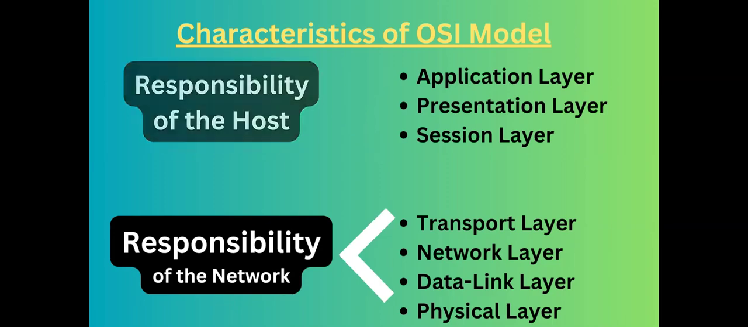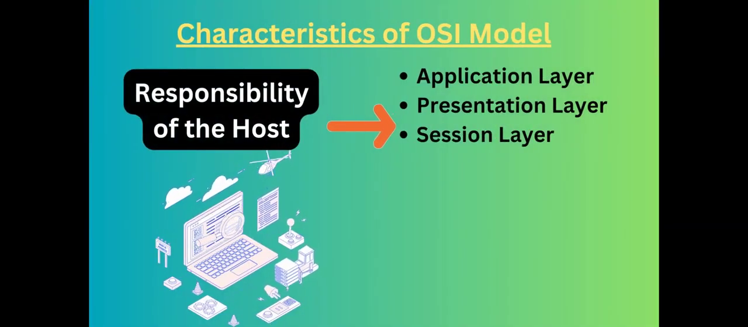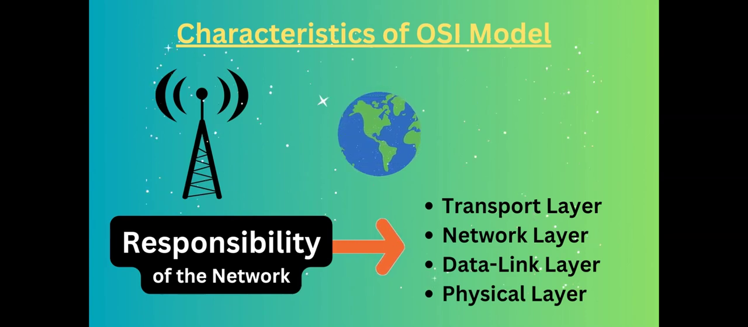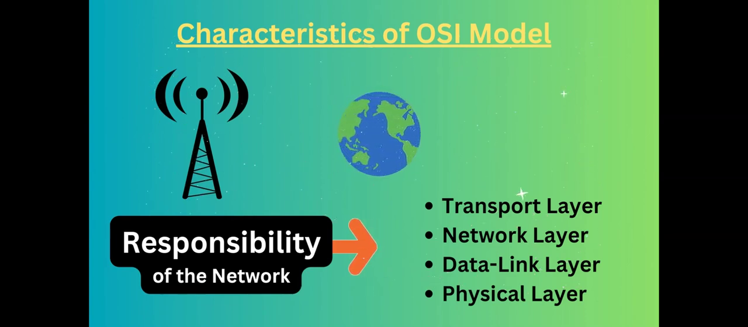The upper layers, also known as the higher layers, include the application layer, presentation layer, and session layer. The lower layers are the transport layer, network layer, data link layer, and physical layer. Now we'll see all the layers one by one.